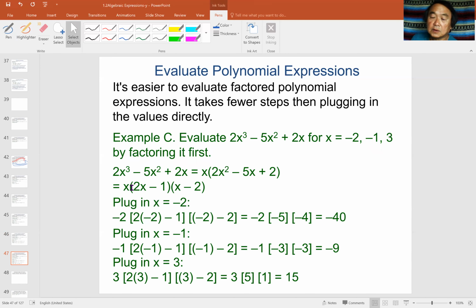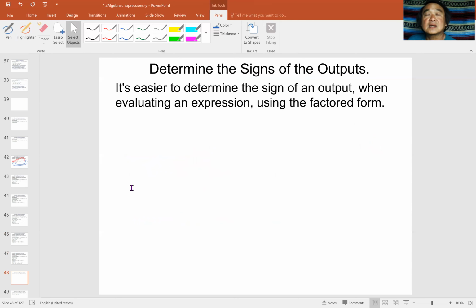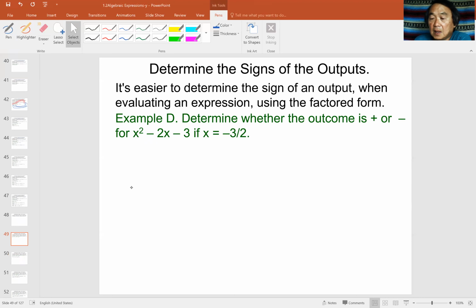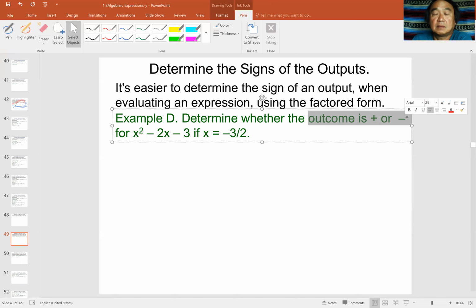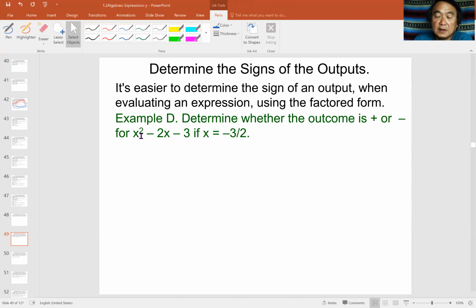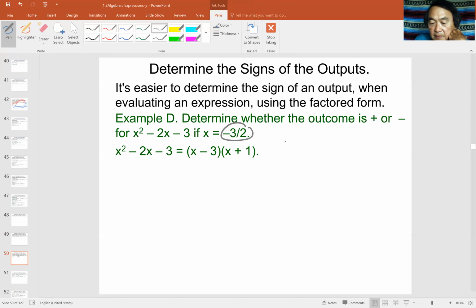Another thing, it's easier to check the sign of the output. Sometimes I don't need to calculate what the number will be. All I want to know is, if I plug in a number, whether the outcome is going to be positive or negative. Put -3/2 in here. There's a fraction, and you would have to calculate -3/2 squared, stuff like that. So let's not do that. Let's use the factor form. We're going to take the -3/2 and put it in here.